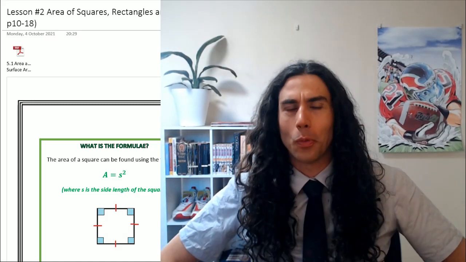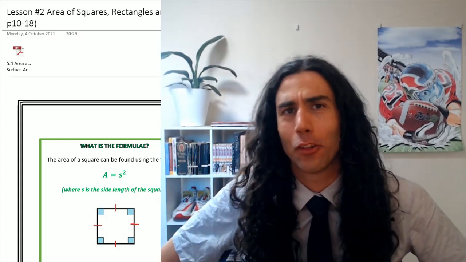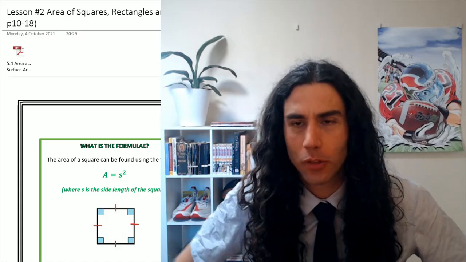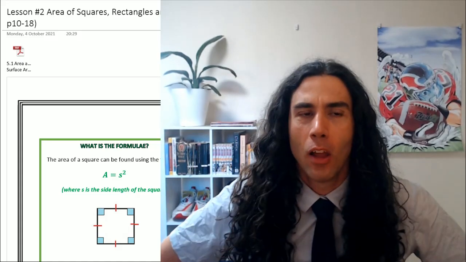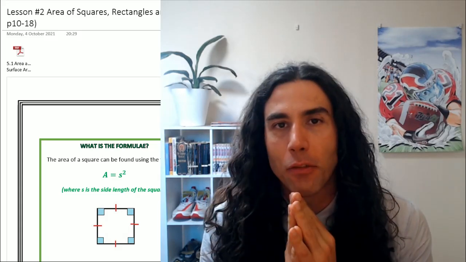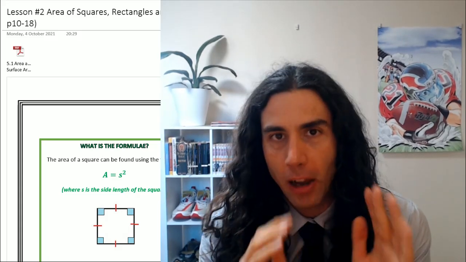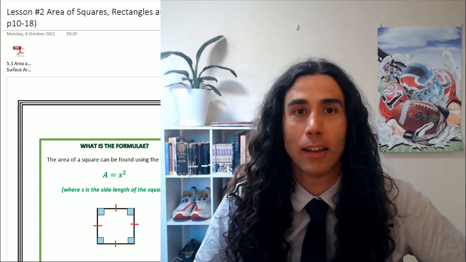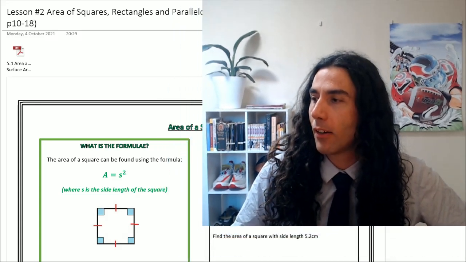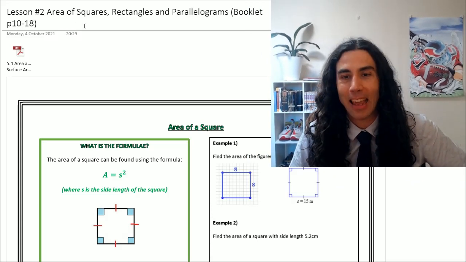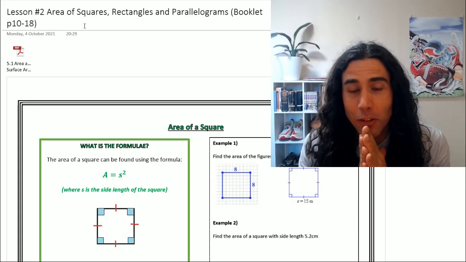Hello, hello. This is area and surface area, the 5.1 curriculum, lesson number 2. Still got our same poster up there. Now, this lesson, we're actually doing area. We're calculating areas of things, not just worrying about the units. We're finding the area of stuff, specifically squares, rectangles, and parallelograms. And in the booklet, that's pages 10 to 18. So that's a total of 9 pages doing today.